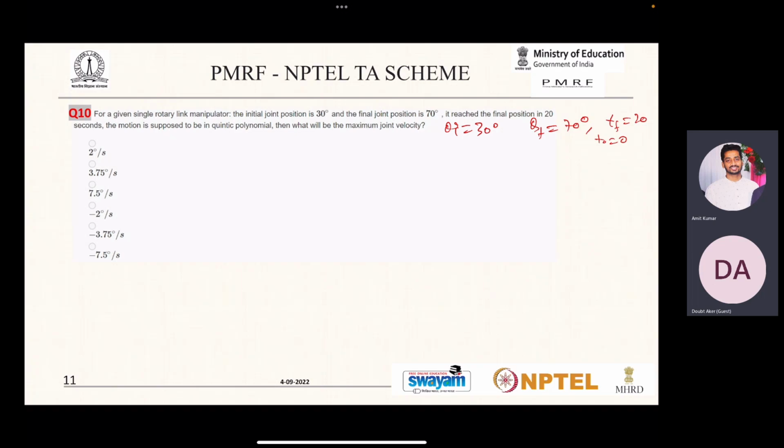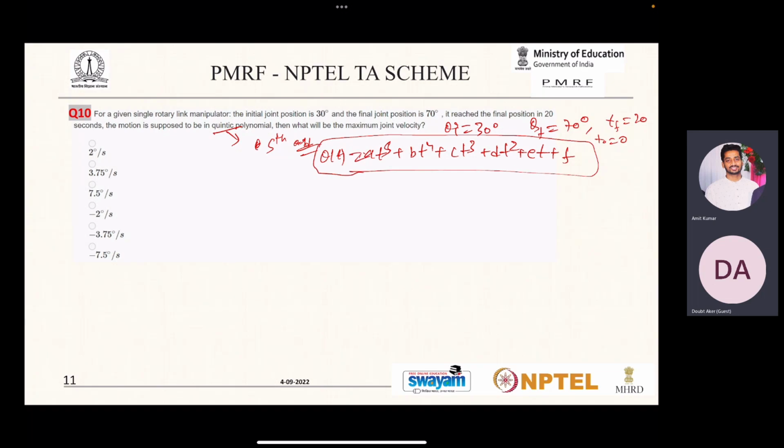The motion is supposed to be quintic. Now the motion is quintic, that means fifth order, or fifth degree. So the equation could be of the form a t^5 plus b t^4 plus c t cube plus d t square plus e t plus f, right? So theta of t could be of this form.